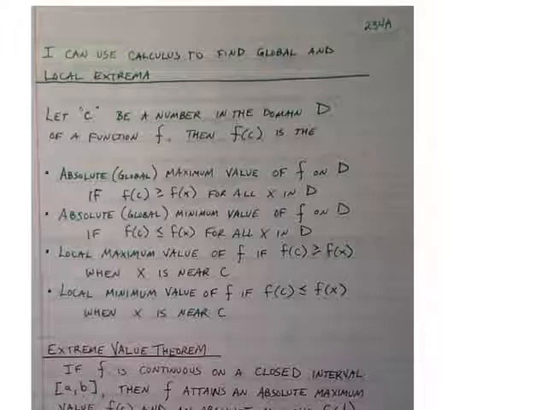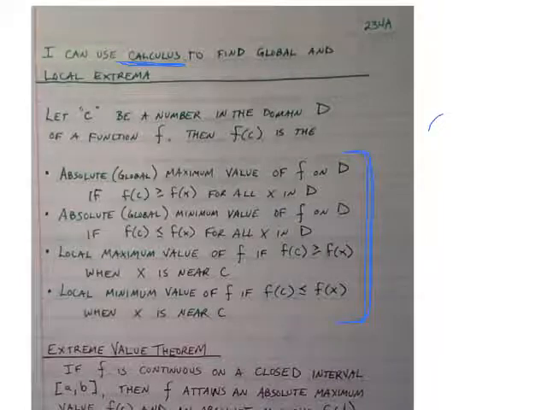Alright, so skill 234 should be a pretty quick review of stuff that we learned in Calculus AB. We're looking to use calculus, specifically use calculus, to find global and local extrema. And I've written out the definition for the global or the absolute max and mins.